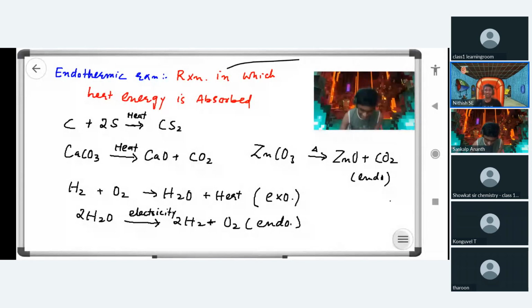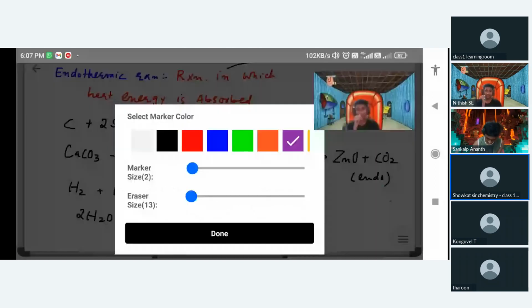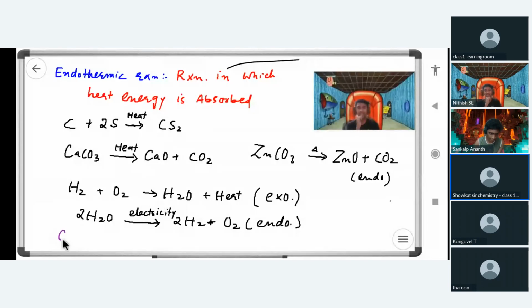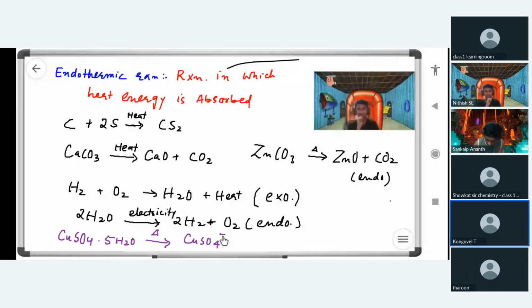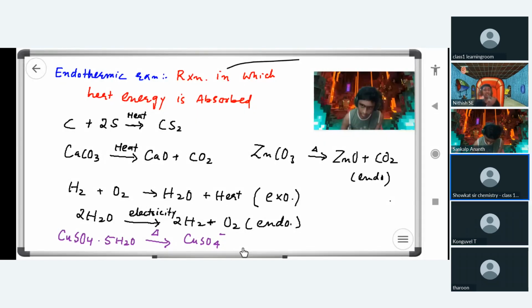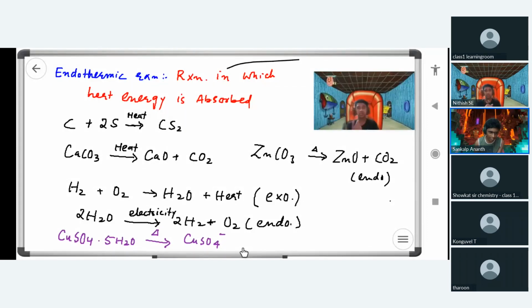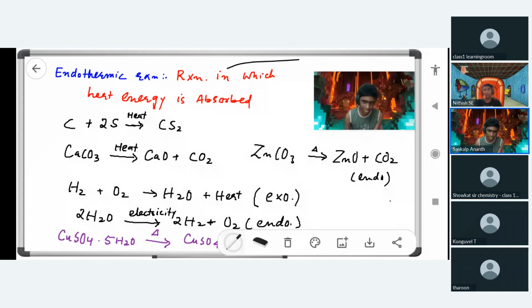Okay, then I will write here below the blue vitriol, which you are telling. So we have this copper sulfate pentahydrate. This is known as blue vitriol, and when we heat it, it is also an example of an endothermic reaction. Copper sulfate plus 5 times water. Yes, plus 5 times water, exactly. Blue vitriol is CuSO4 dot 5H2O, also endothermic.